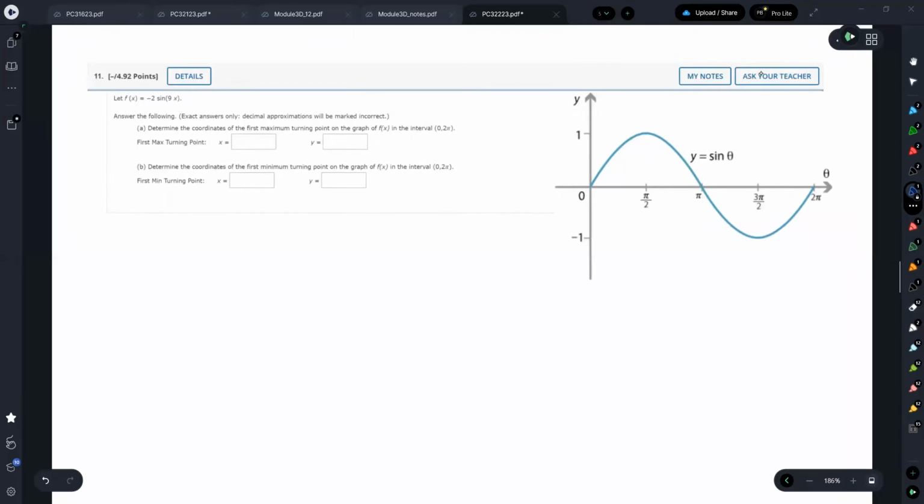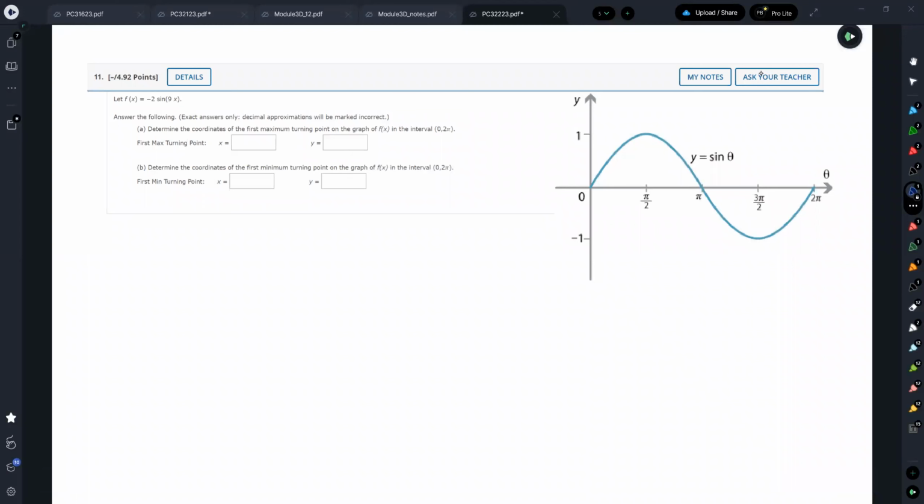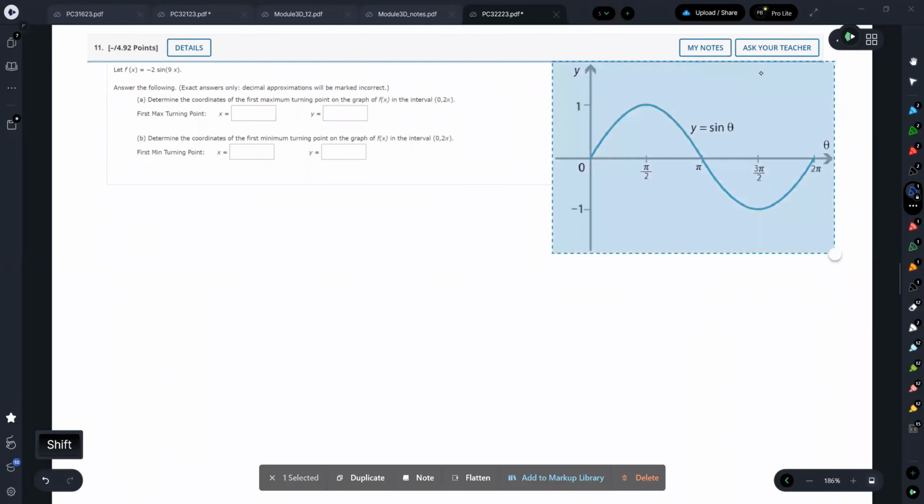Okay. So let f of x be -2 sine of 9x, and then it's asking about the maximum turning point and the minimum turning point. So let's look at this sine function right here. This is one sine wave.